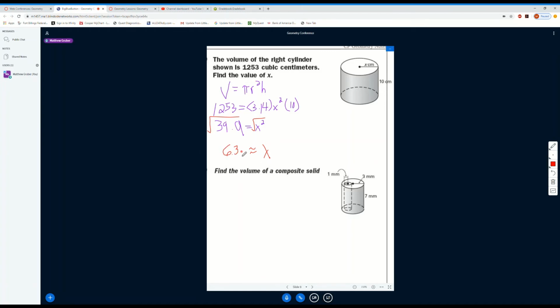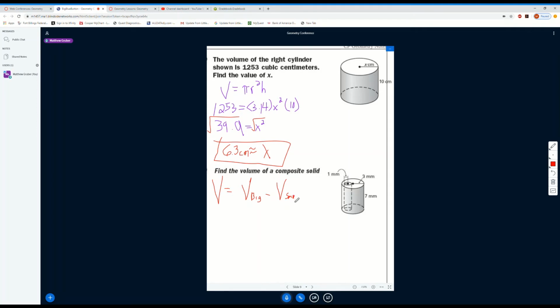The next problem is going to ask us to find the value of a composite solid. A composite solid is made out of 2 different solids. If you look at this, what this is trying to show you here is this is a cylinder with a cylinder drilled out of it. So I have this big cylinder, and someone took a drill and drilled a hole out of it. So the volume of that solid is going to be the volume of the big cylinder minus the volume of the small cylinder, right?